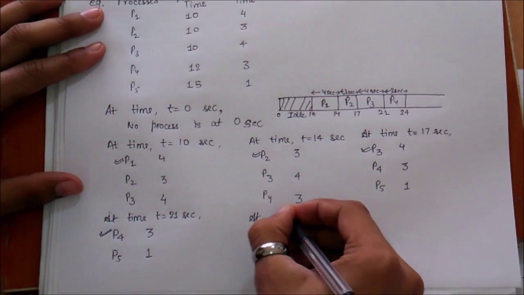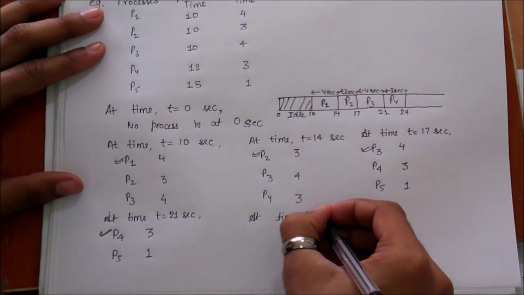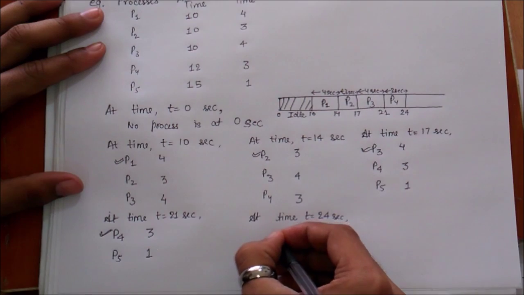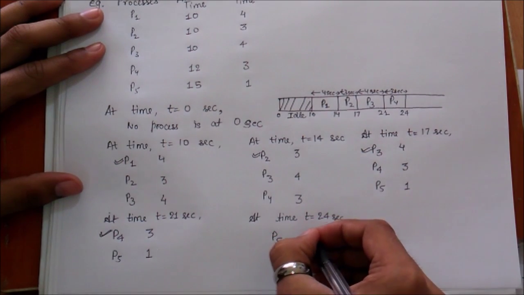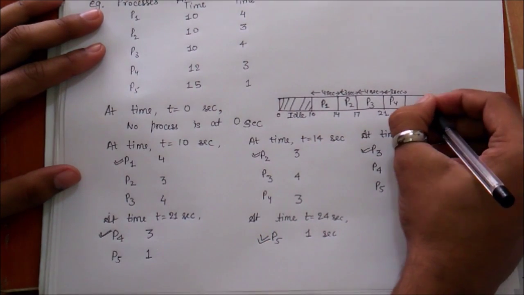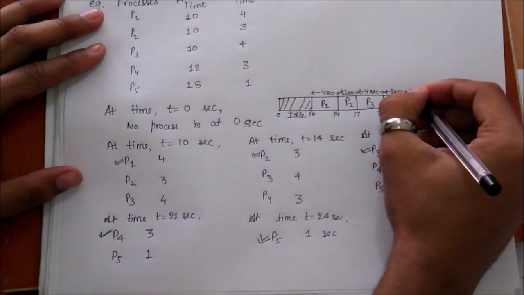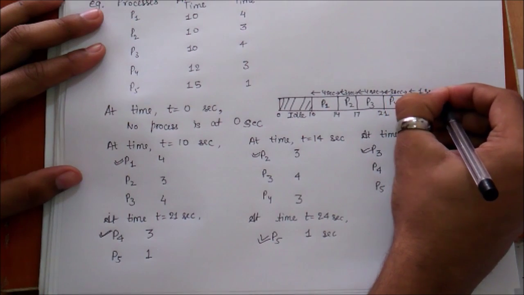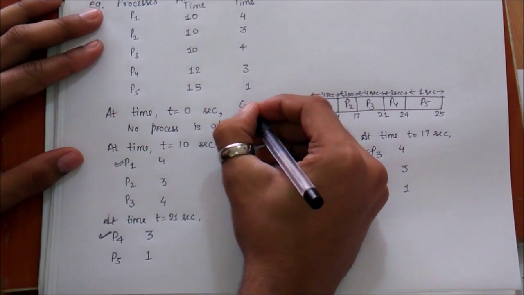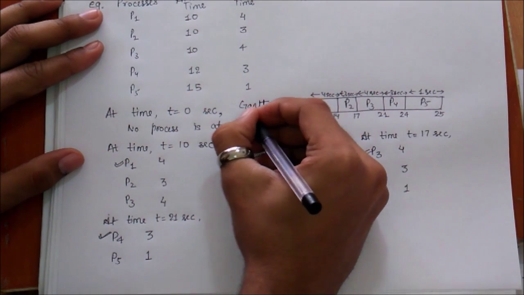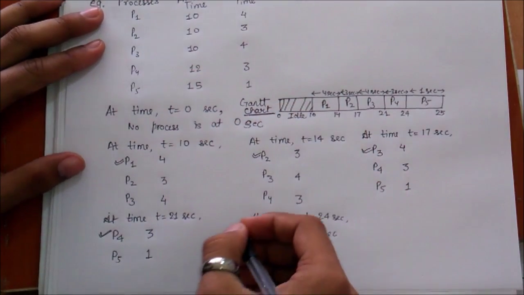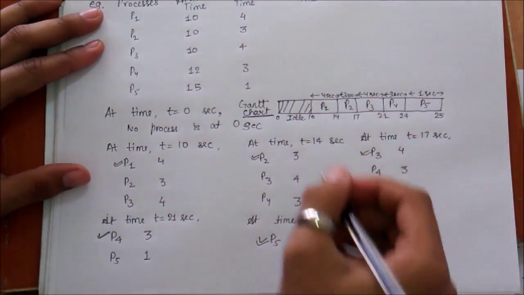Now at time t equal to 24 seconds, we have only a single process P5 in the ready queue, which has the burst time of 1 second, so we execute this process. P5 goes after P4 and runs for 1 second, going up to 25. Now this is the Gantt chart of FCFS. Now we calculate the waiting time and the turnaround time.